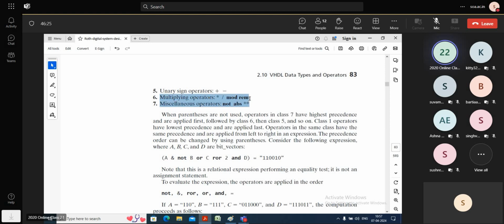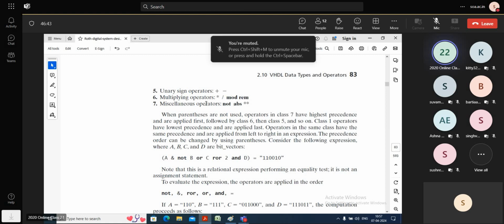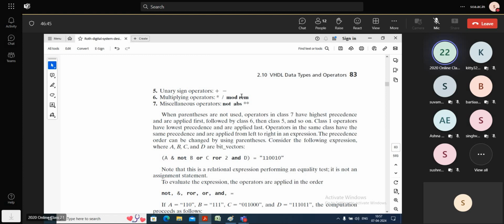As you know, star stands for multiplication, and slash for division. These come under this class, as they are similar. So star multiplication or slash division, mod, that is modulus, and rem, remainder. All these come under class 6, the multiplying operators.